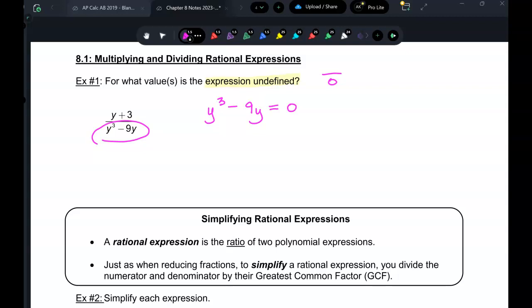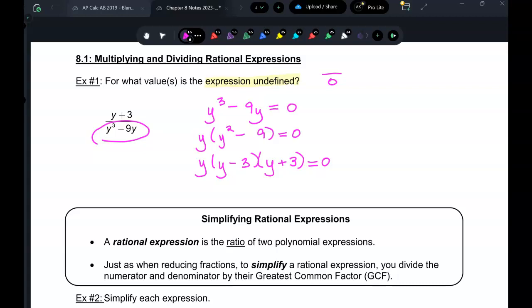So what can I take out of 9? I could take out a 9, and then I'm left with y squared minus 9. And what about y squared minus 9? It factors into y minus 3, y plus 3. So remember the difference of squares, you get one plus, one minus.